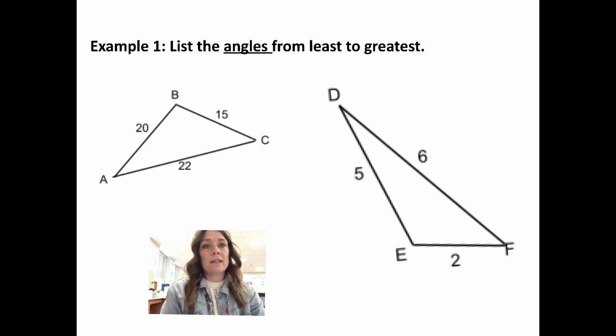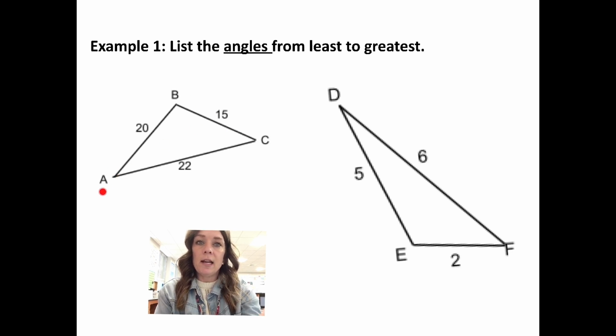So if you look at this example 1, it says to list the angles from least to greatest, but if you see, we're actually given side information. So we have 15, 20, and 22, but the question is asking you to list the angles. So what's important to remember here is that the small angles will create the small side. So if I start with the small side of 15, then that means that the angle, that flashlight that has to create it, angle A, is going to be the smallest angle.